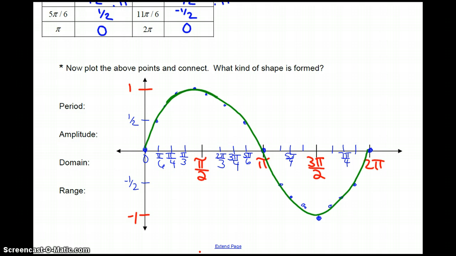This should not be a point. It should be very much an arc shape. And that's the graph of a basic sine of x.